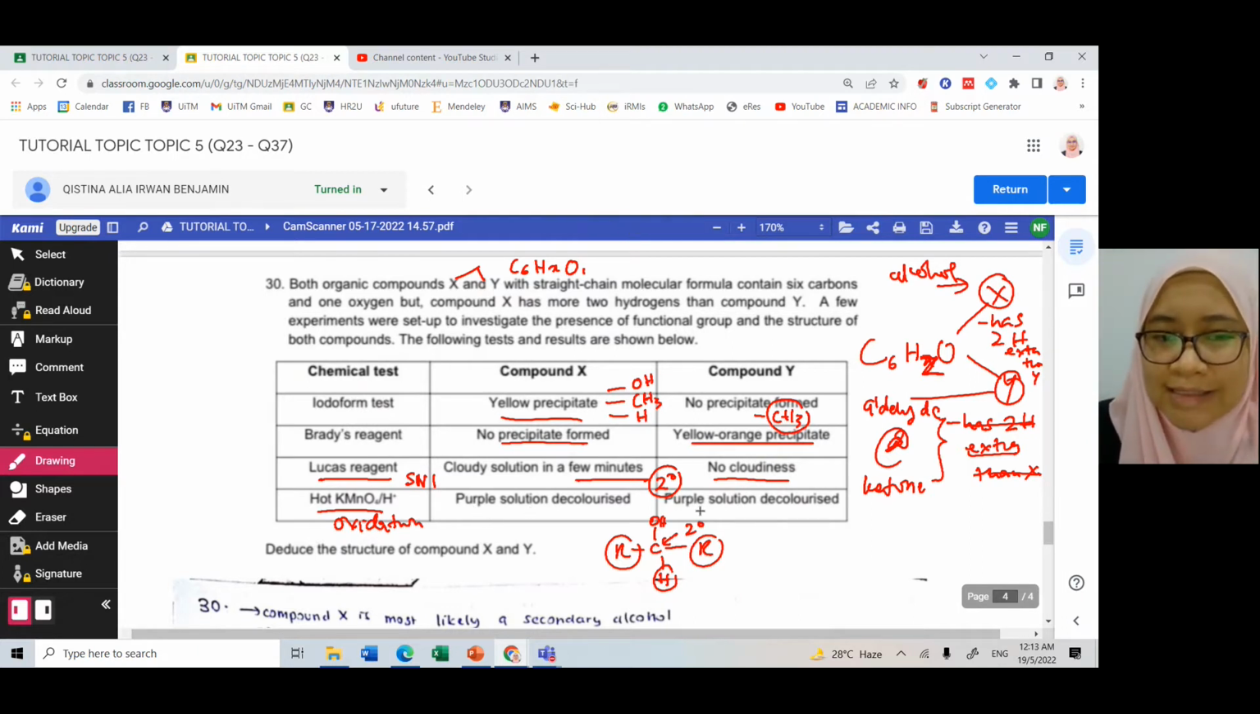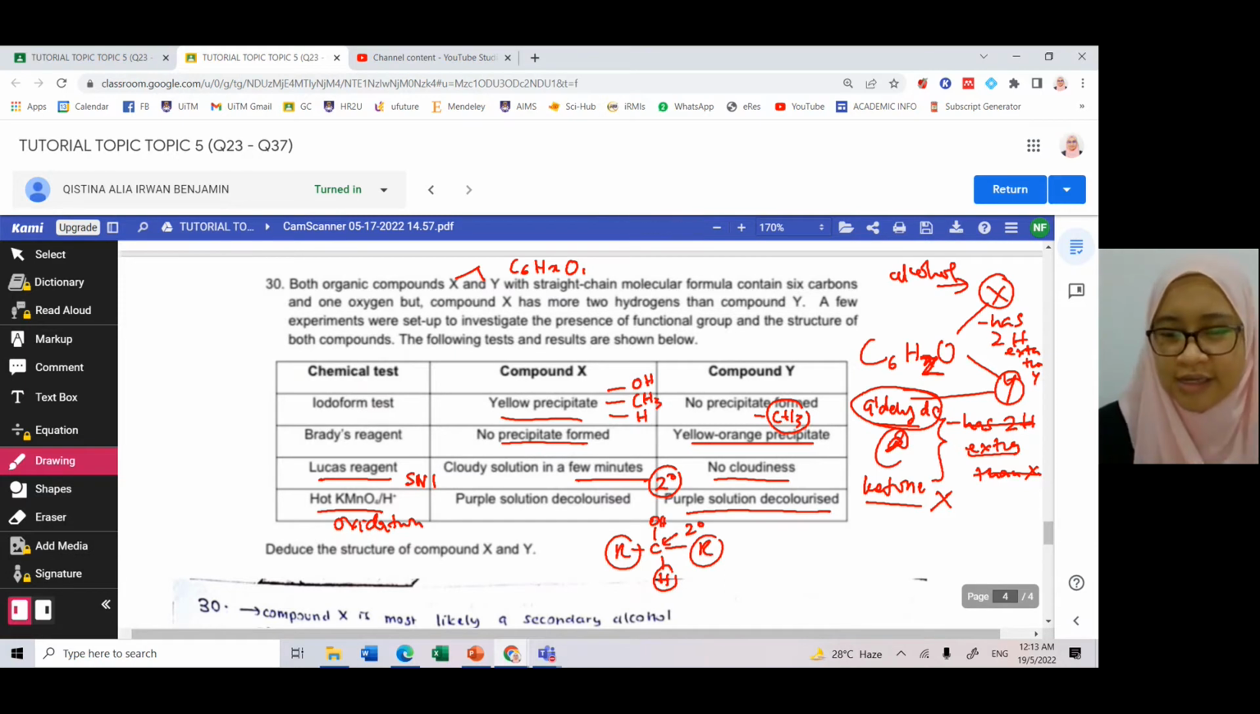KMnO4. Whereas, this is very important, okay? For compound Y, it also decolorizes the purple solution. So we can identify whether it is an aldehyde or a ketone. Since it can decolorize the purple solution of KMnO4, therefore it should not be a ketone. It should be an aldehyde. So that's the idea of it.